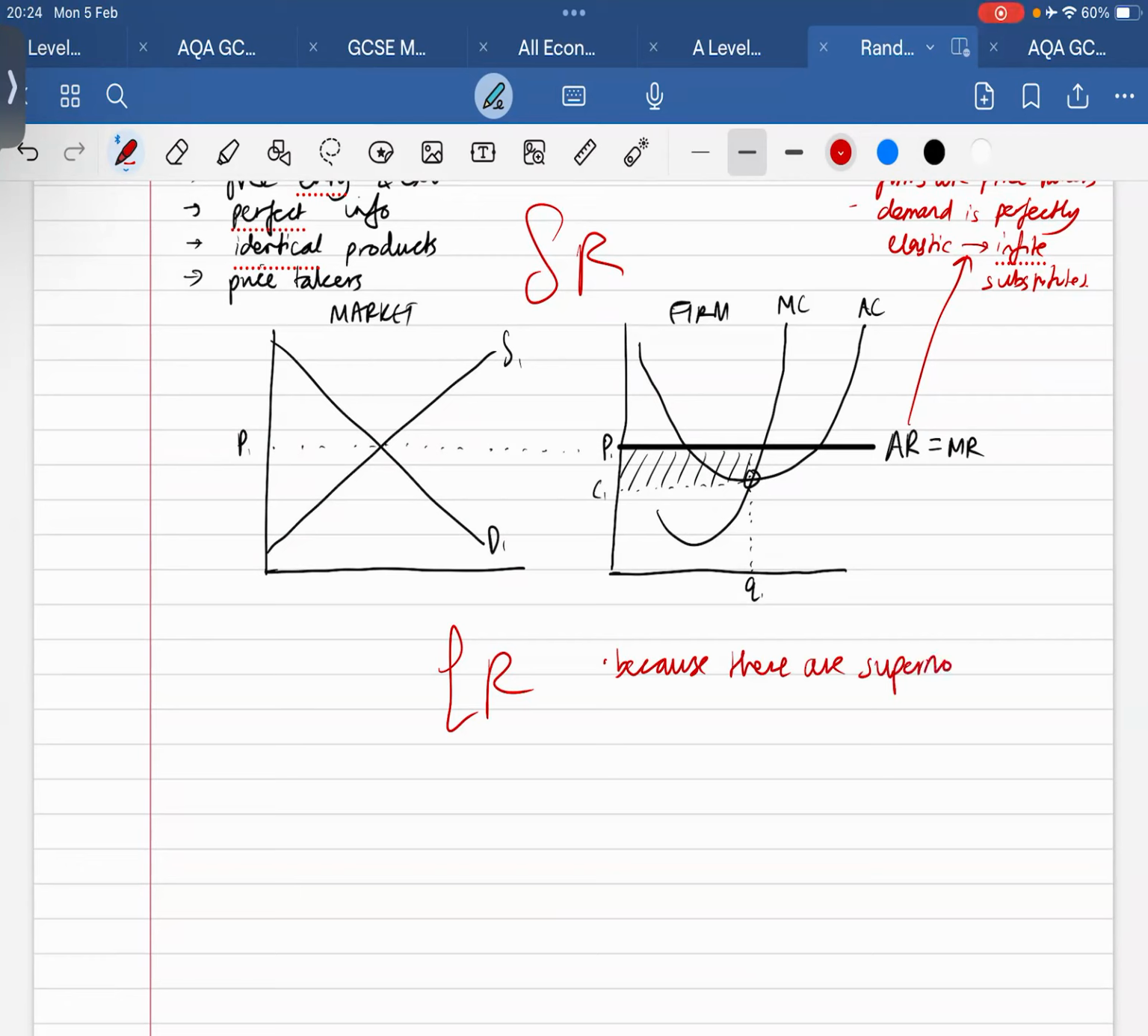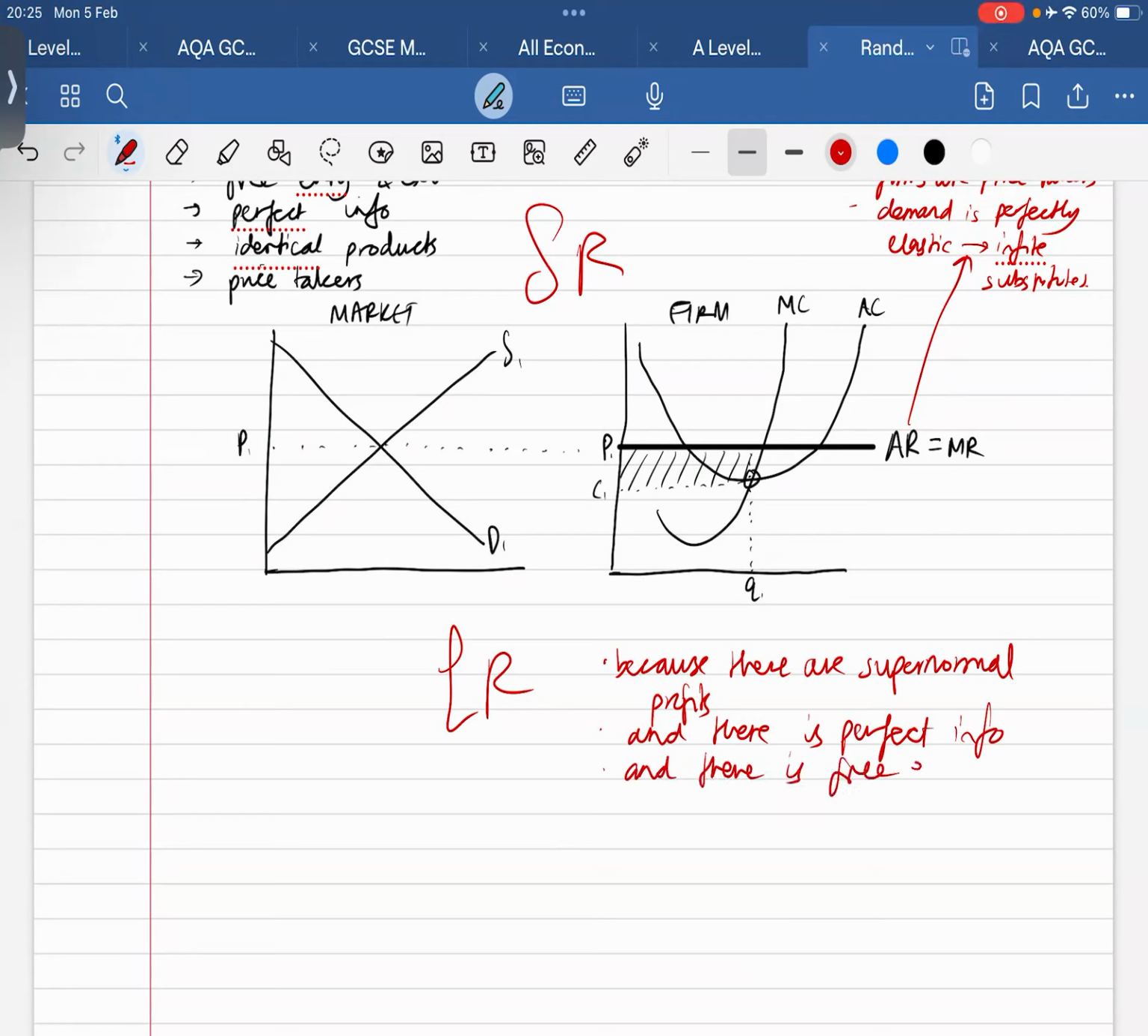Other firms will enter the market and copy exactly what they're doing, and then all the supernormal profit will be gone. We can say because there are supernormal profits and there is perfect information, so other firms can see this. So it's visible for everyone to see. And because there's free entry and exit.